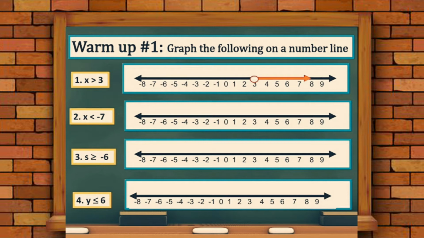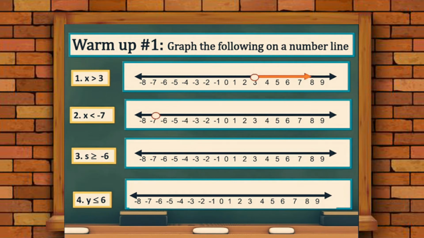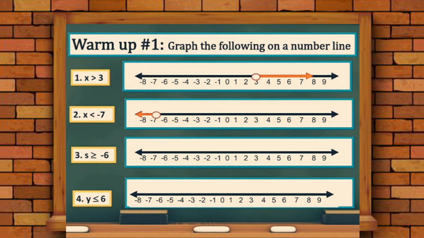Number 2, x is less than negative 7. We will again put an open circle at negative 7. And it shows that x is less than negative 7. Then, we will put an arrow going to the left side. That means negative infinity.